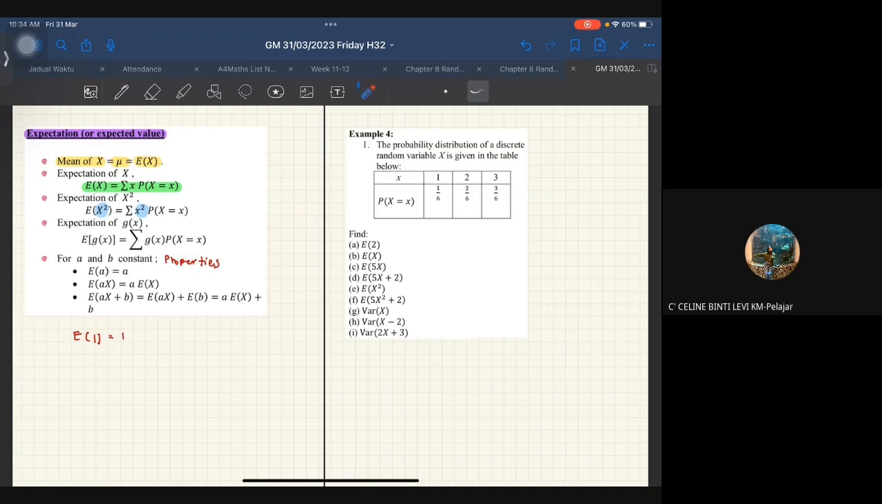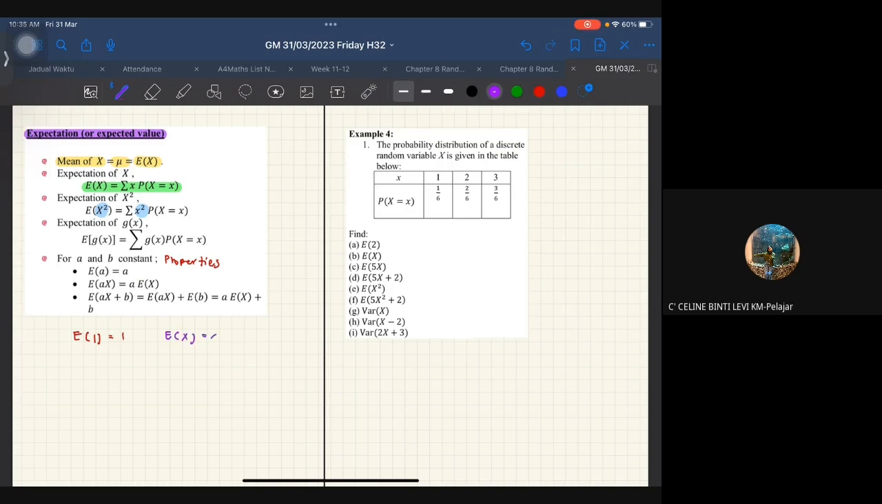So the second property is sekarang kita ada a constant and X dekat dalam bracket. So what we need to do is we need to bring the A ke depan. Kita bawa A tu duduk dekat depan and then kita tinggalkan EX ni sebagai satu benda. So dia jadi A darab EX. Macam tu.